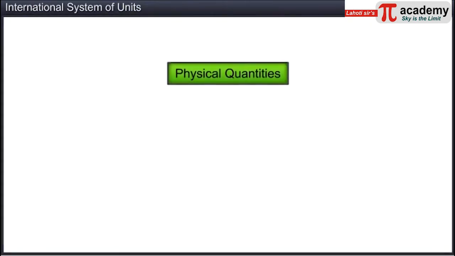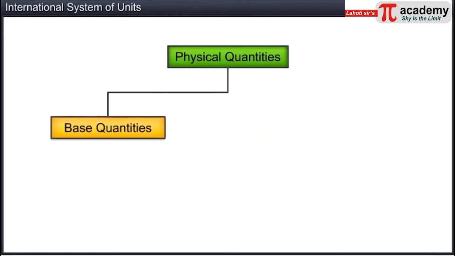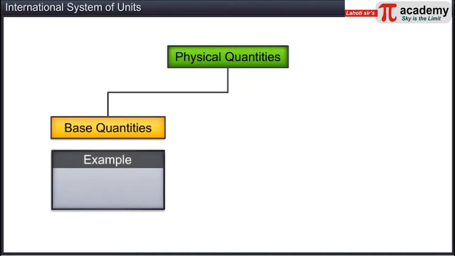However, very few basic units are required to express these physical quantities. Most physical quantities are expressed in terms of some base quantities. These base quantities are referred to as fundamental quantities. For example, distance, which is a measure of length, is a fundamental quantity. It's the same with time.